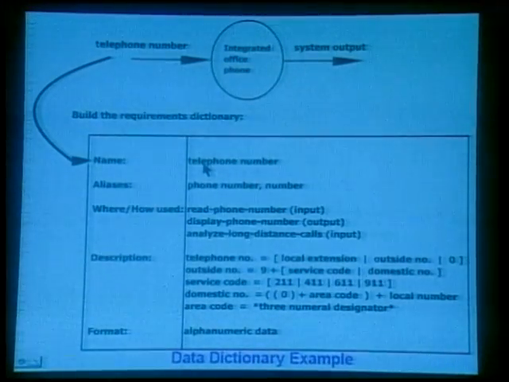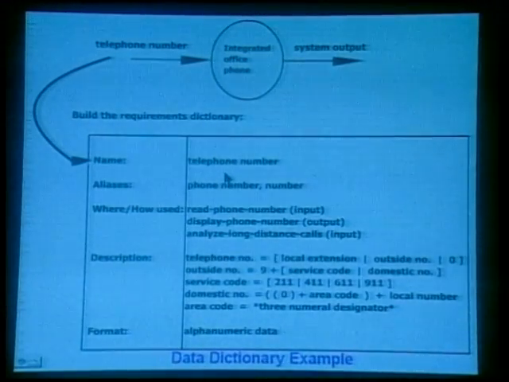How and where is that data item used? It is used by the read phone number process as an input. So this is the process and the telephone number is an input to that process. Then display phone number is another process in one of your DFDs, and that process takes the telephone number and produces it as output. So the telephone number is also used by that process as an output. Another process which is using the telephone number is, for example, analyze long distance call, and this process also takes that data item as an input. So you have to mention here all the processes which take that telephone number, that data item, as an input or an output, or if it is stored in your data storage.